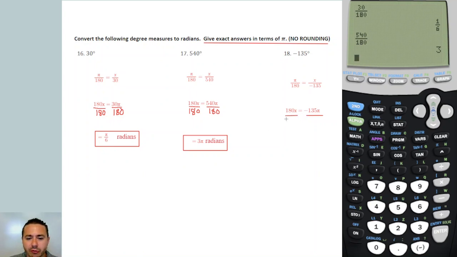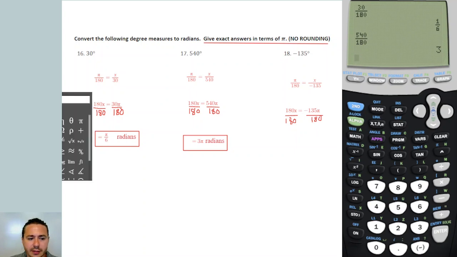So I'm going to divide both sides by 180. And so I get x equals, you know, I didn't put x equals here. I think it's okay. Well, let's just go ahead and throw it in there. Clean it up a little bit. So x equals, let's go ahead and reduce that fraction.